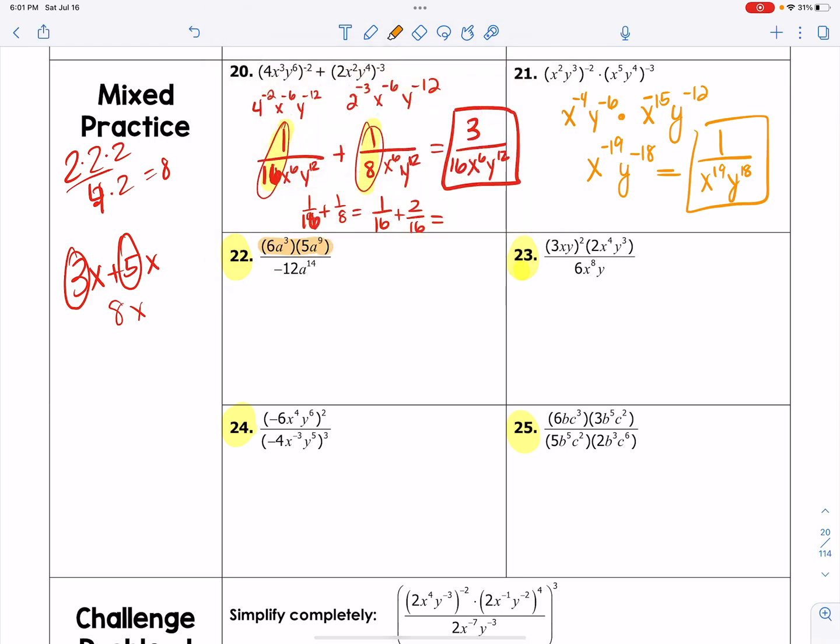So on 22, I've got to multiply the top first, because there are no exponents up there. So I'd have 30a to the 12th over negative 12a to the 14th. So 30 12ths, 6 goes into both of them. 6 goes in here 5 times, and 6 goes in there a negative 2 times. And if I write out my a's, I've got 14 on the bottom and 12 on the top. So 12 of them will cancel and leave me with 2 on the bottom. So I'm subtracting, but then I leave it where the bigger one is. 14 minus 12 is 2, and those are going to stay on the bottom.